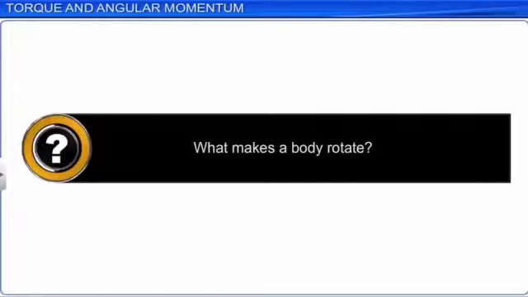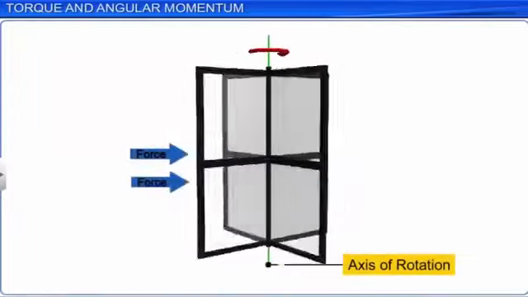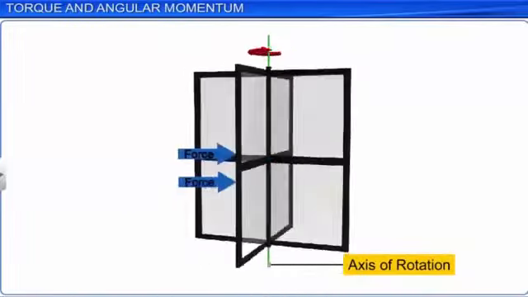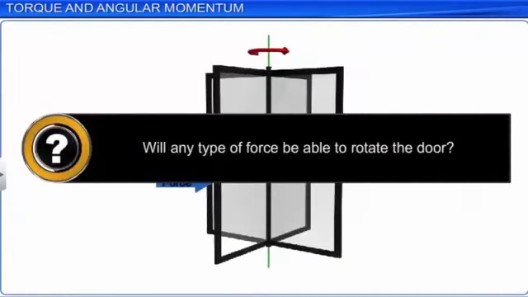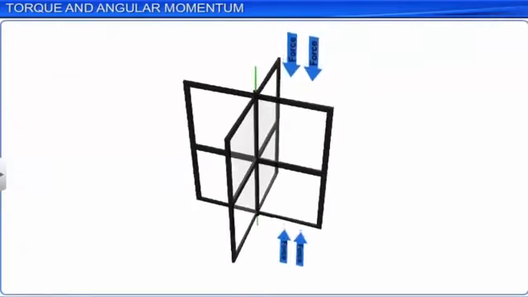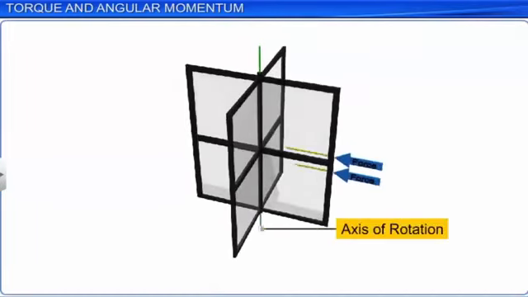What makes a body rotate? For example, what makes a door rotate? Yes, a force is required to rotate a door. Will any type of force be able to rotate the door? If the force acting on the door is parallel to the axis of rotation, it will not be able to rotate the door. There will be no rotation if the line of action of the force intersects the axis of rotation.